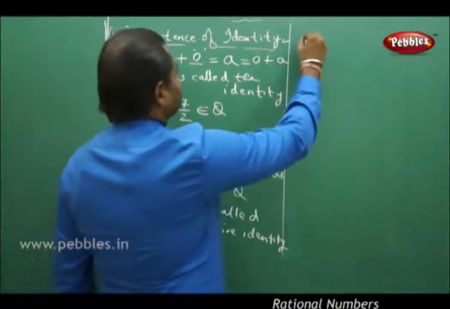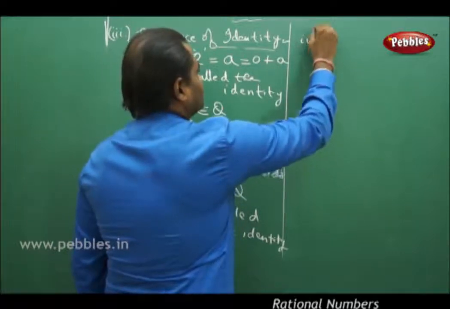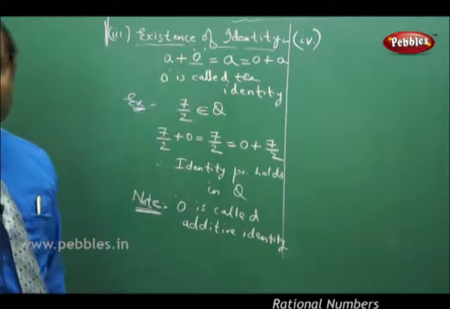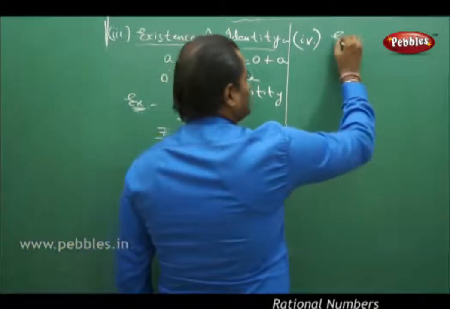Next, the fourth property which I identify in the set of rational numbers is existence of inverse.